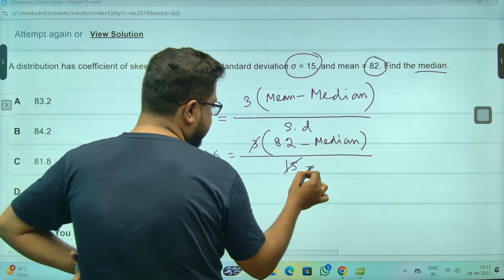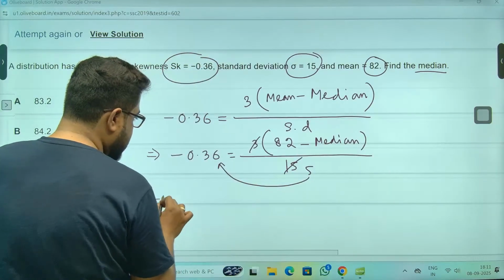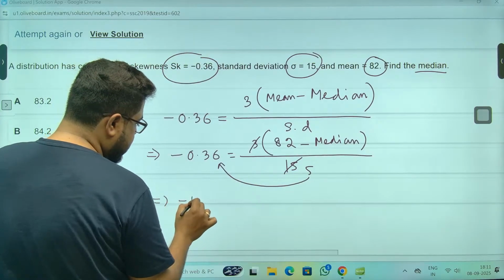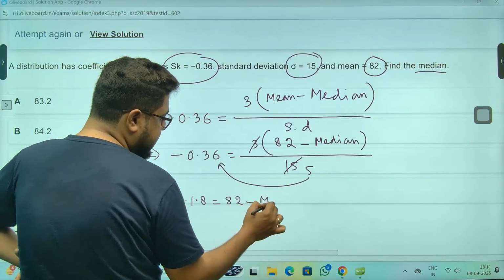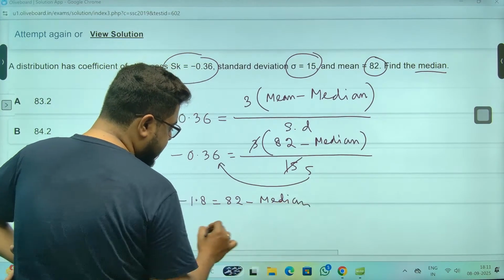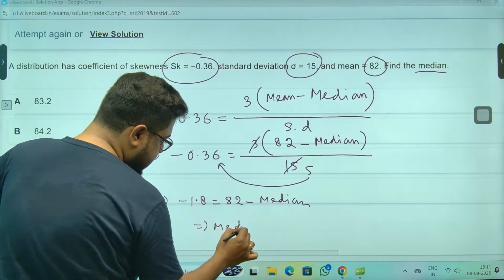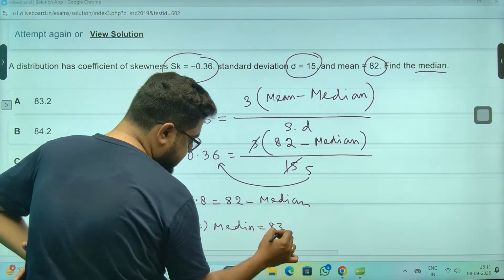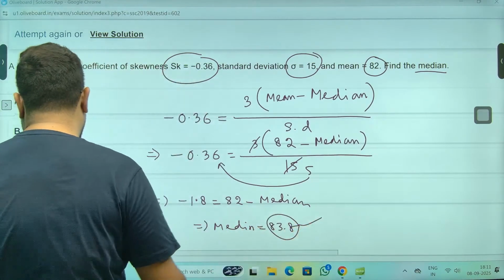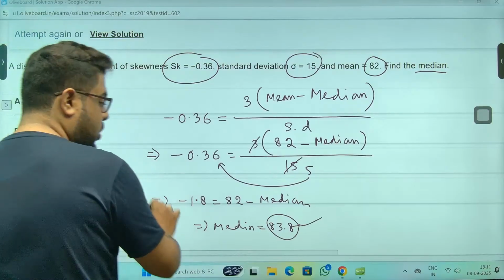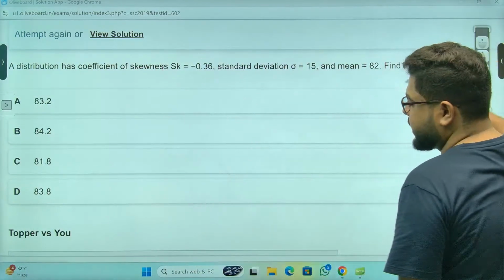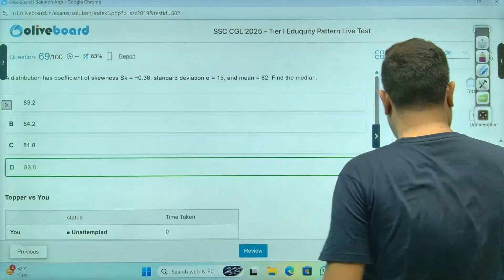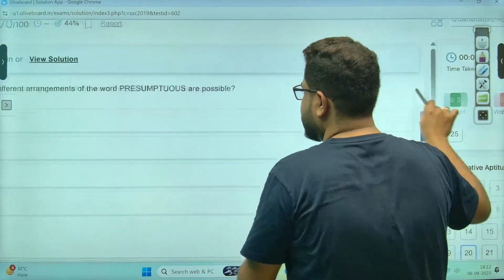3 fives are 15, take the 5 to this side. So it will become 1.8, which is equal to 82 minus median. So median will become 83.8. That's your answer. 83.8, option D, is most definitely your correct answer. Perfect. Let's quickly go to the next one.